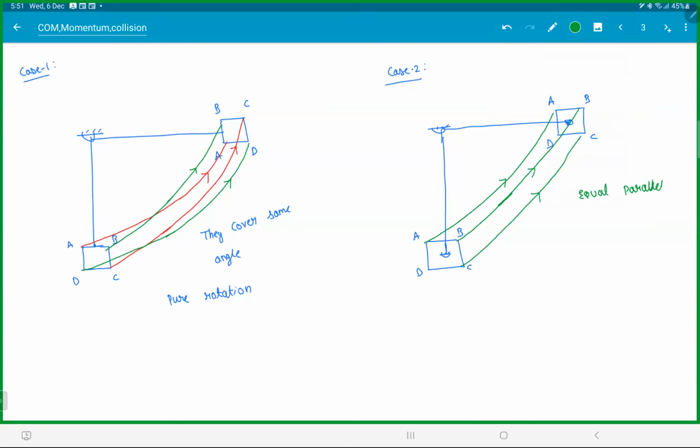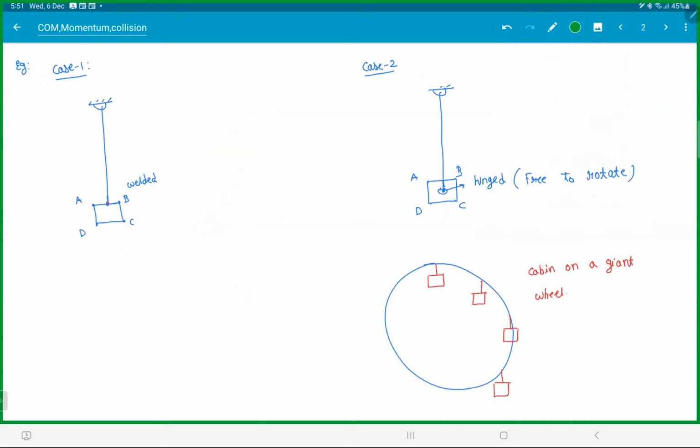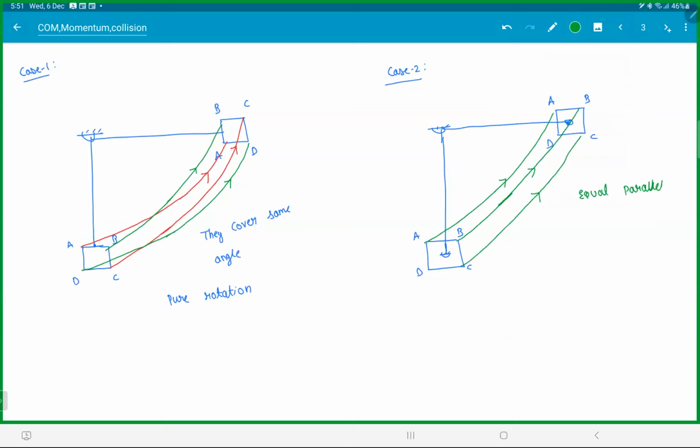That is the meaning of a hinge. Think of a cabin or cable car in a giant wheel. It is free to oscillate, like a pendulum kind of thing. It is free to move there. These are equal parallel paths, so this motion is pure translation. So the important thing is that you define translation and rotational motion for bodies.